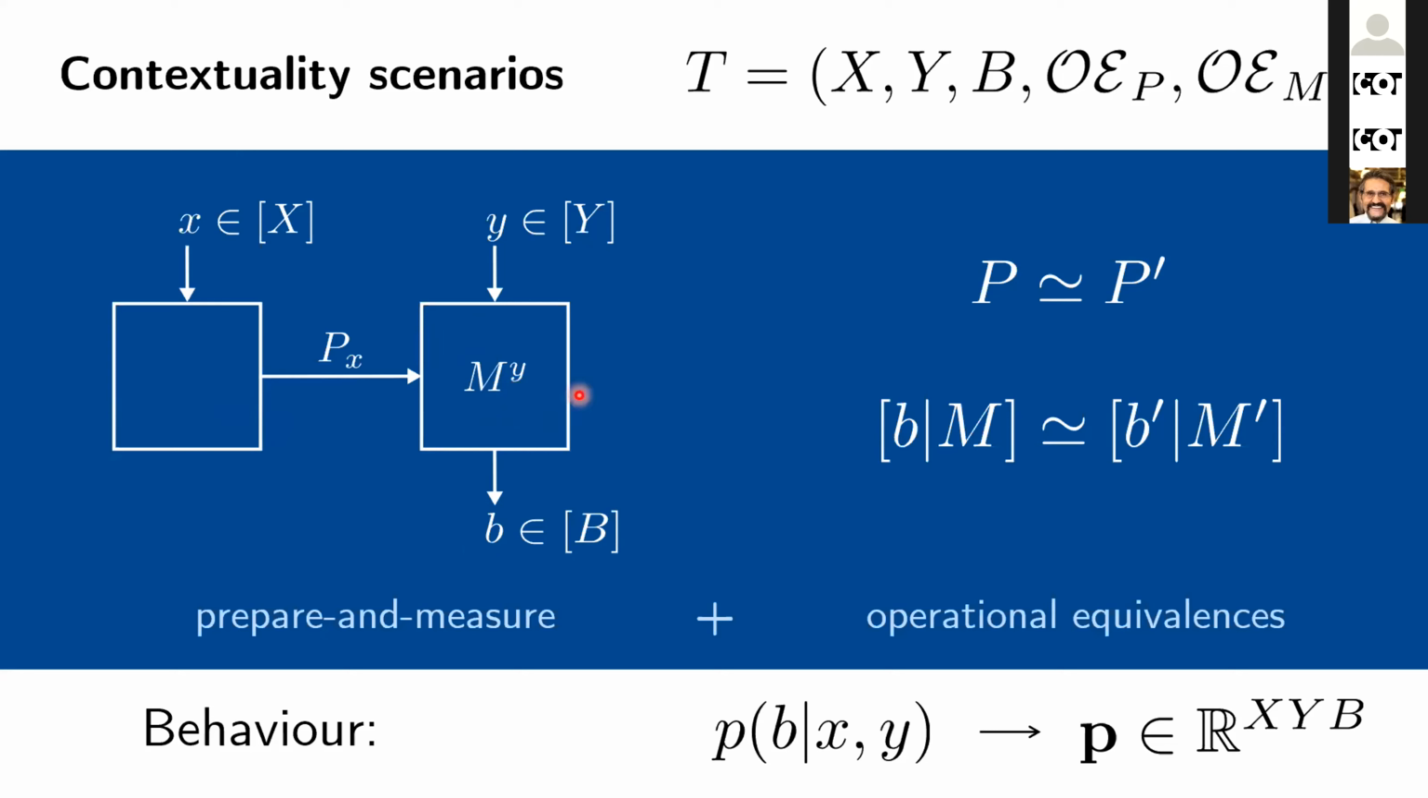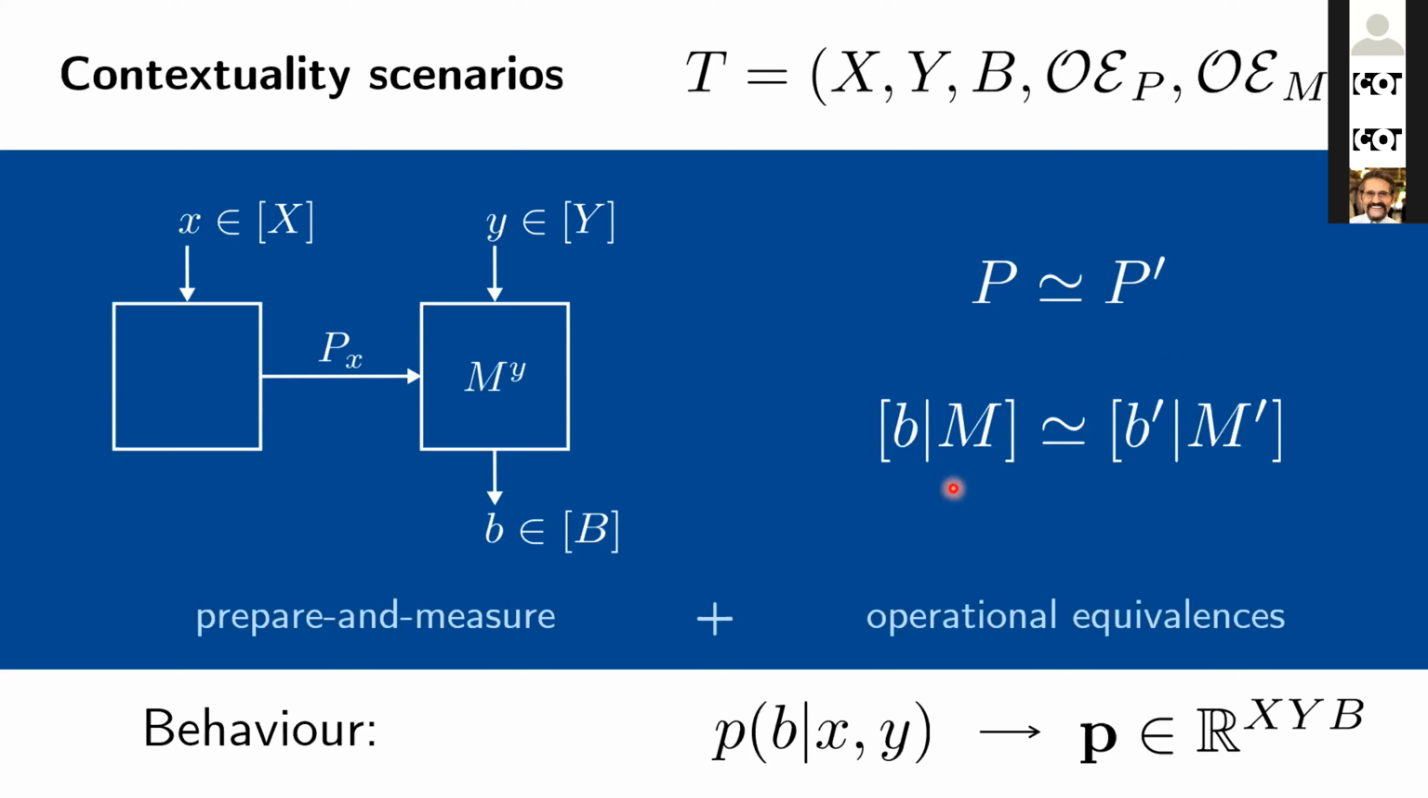But then an important concept in generalized contextuality, or Spekkens contextuality, as it's sometimes known, is that of operational equivalence. So if we're in some operational theory, for example, you can think of quantum theory, we say that two preparations, P and P prime, are operationally equivalent if no matter what measurement in our theory we were to perform on these two preparations, we would always get the same statistics. So we couldn't distinguish whether we'd done P or P prime to prepare our system.